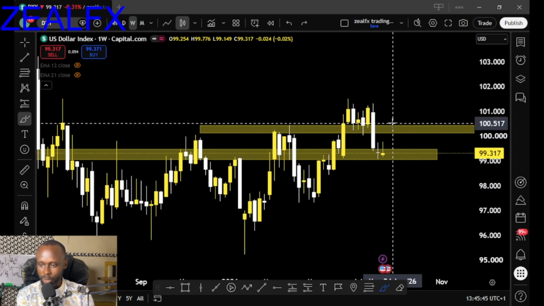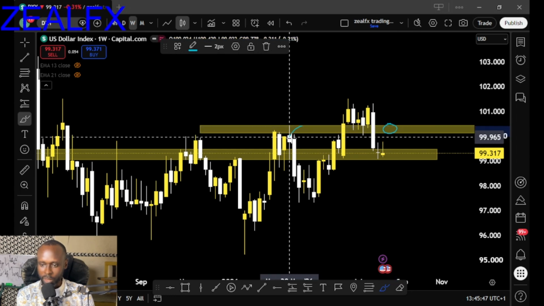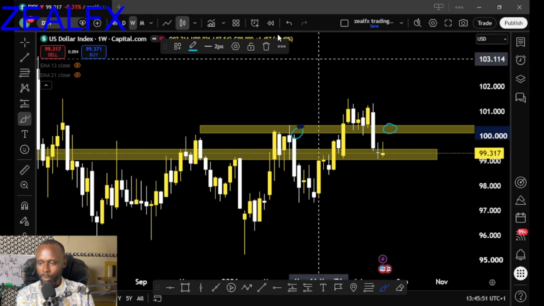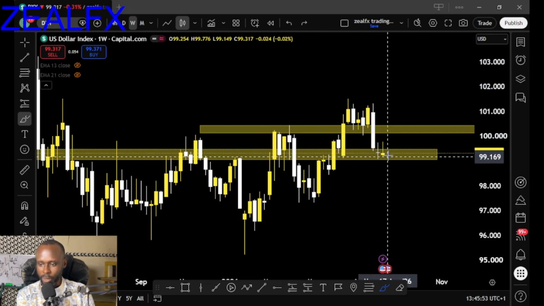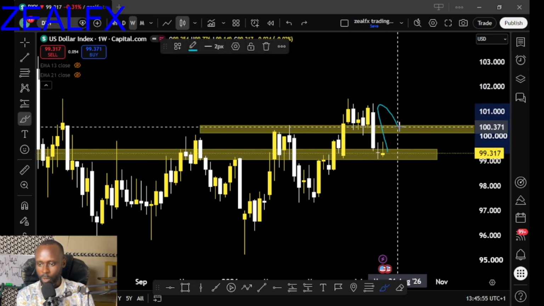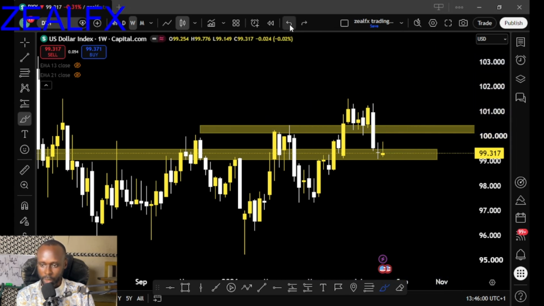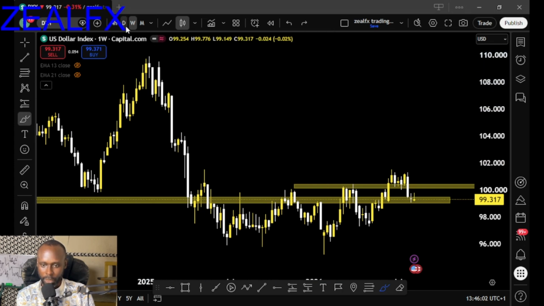Then we also have this resistance which is holding the market down. We need price to break this resistance, then wait for a retest, then we start looking for possible buying opportunities to the top for the dollar index. So let's look at the daily time frame of the dollar index.